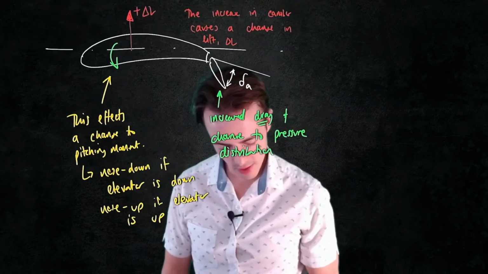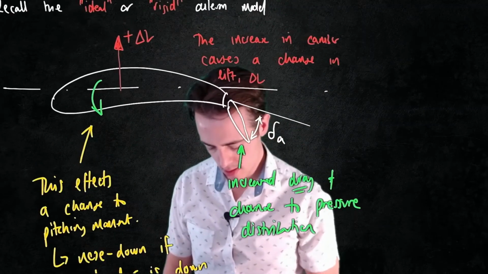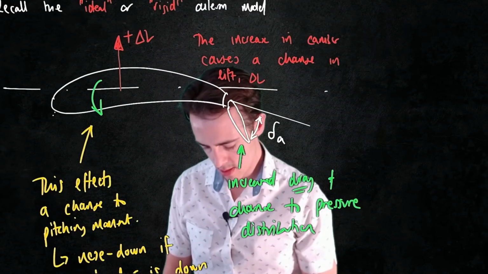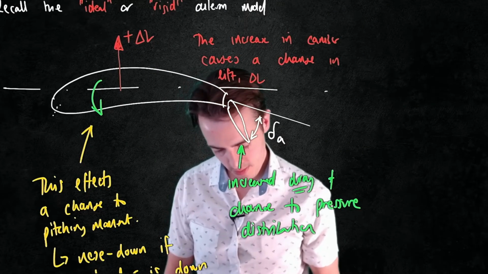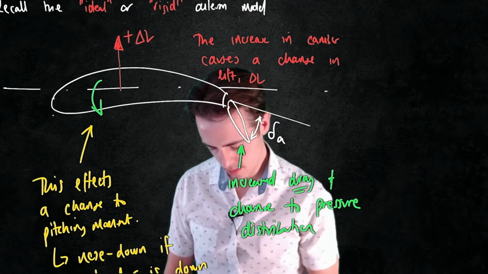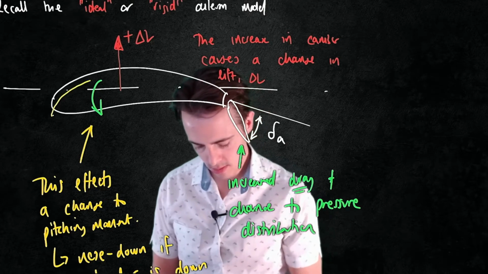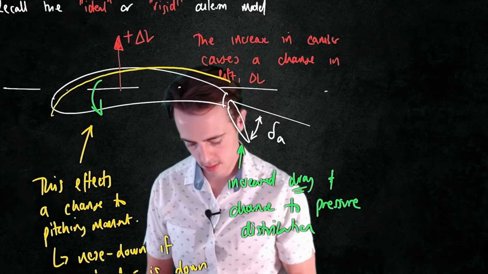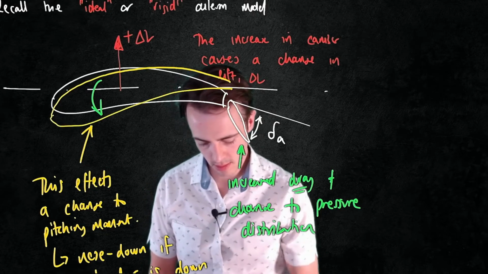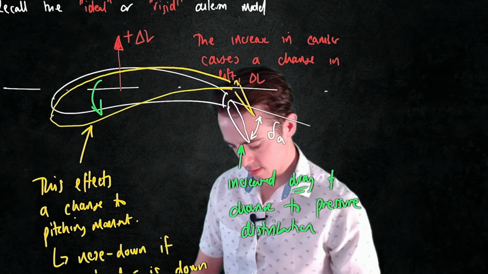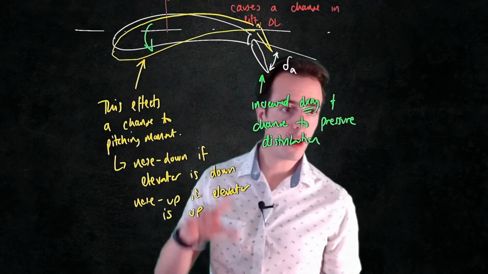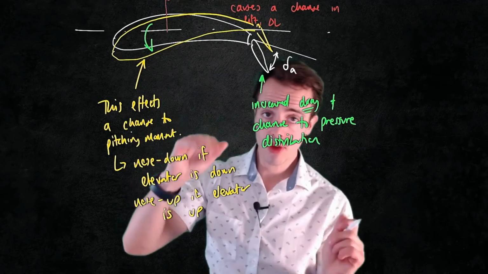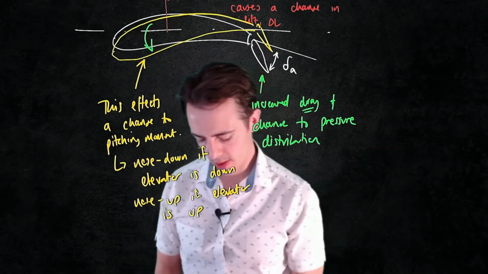So how am I going to draw this on here? Let's draw this in yellow. So that's going to cause the whole aerofoil to twist downwards.